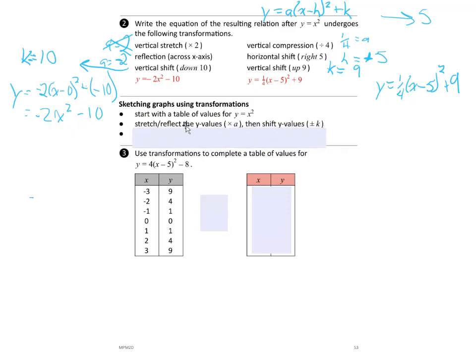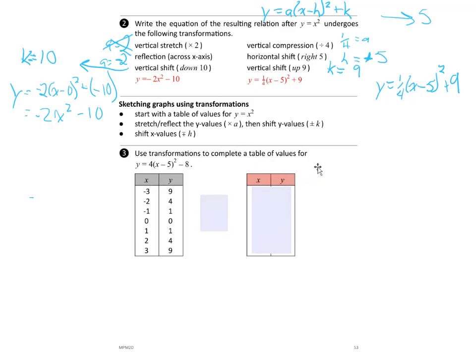Next, you're going to stretch and reflect using a. So you're going to multiply all of your y values by a, then shift the y values plus or minus the k value. So multiply by a, then shift using k. But we forgot one more variable. We forgot our h variable, and then you shift the x values using the plus or minus h.